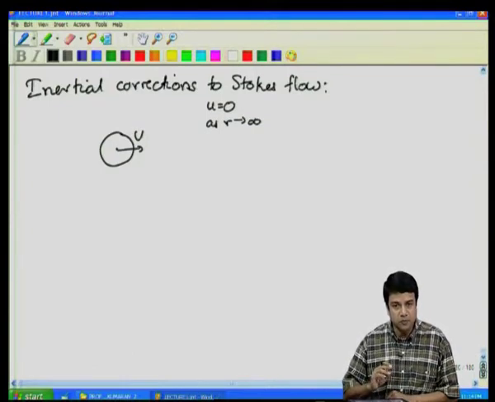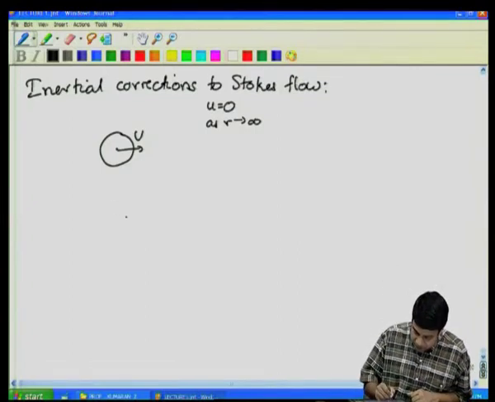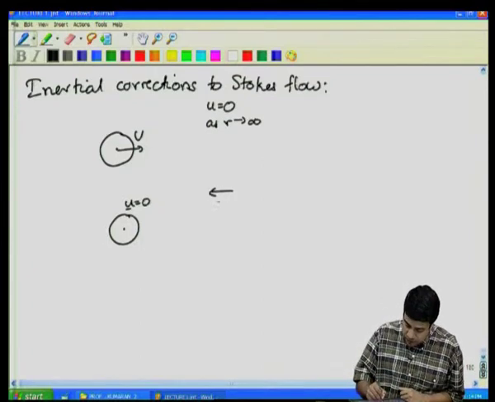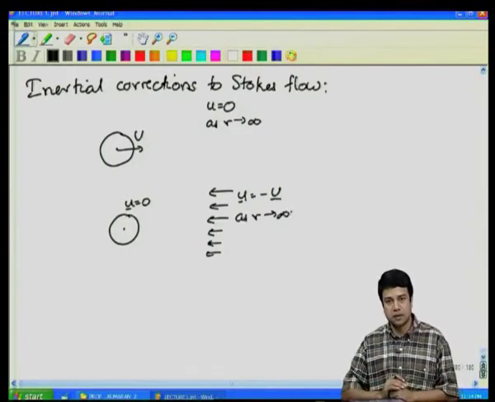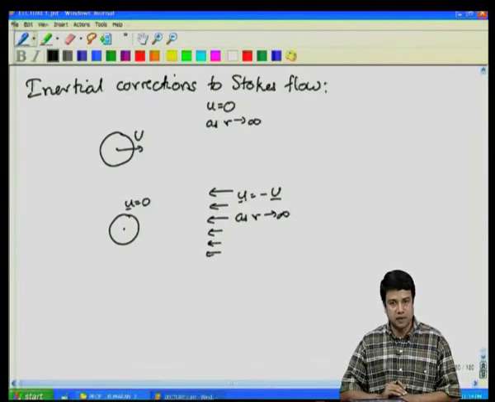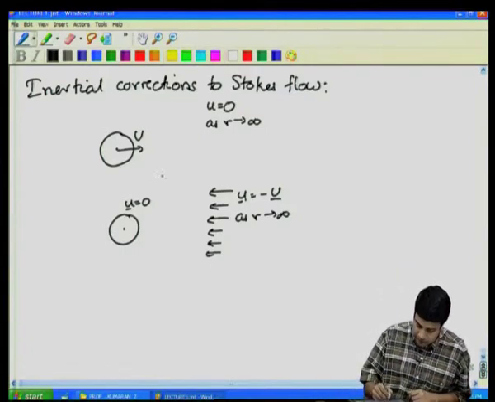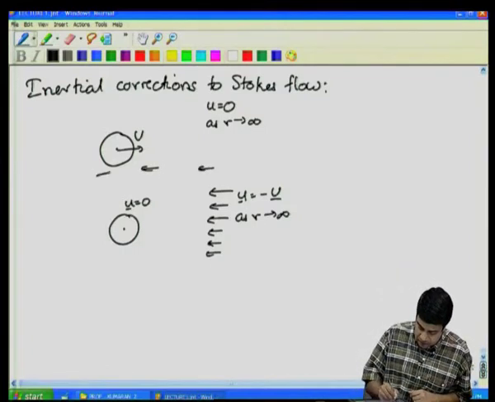rather than having the sphere moving with a velocity u and the fluid stationary far away, I prefer to discuss a system where the velocity of the sphere is equal to 0 on the surface, and the fluid is coming in with a velocity minus u far away. u is equal to minus u as r goes to infinity. Minus u far away from the sphere at all points. Okay. So, there is a uniform velocity far away from the sphere.